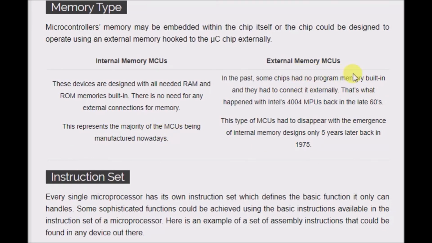External memory MCUs. In the past, some chips had no program memory built in, and they had to connect it externally. That's what happened with Intel's 4004 MPUs back in the late 60s. This type of MCU had to disappear with the emergence of internal memory designs only 5 years later, back in 1975.